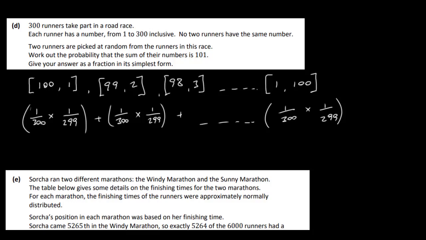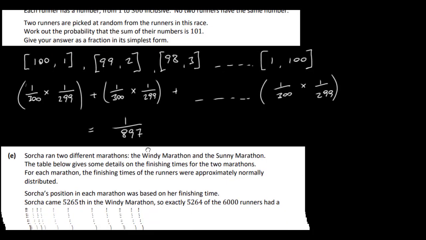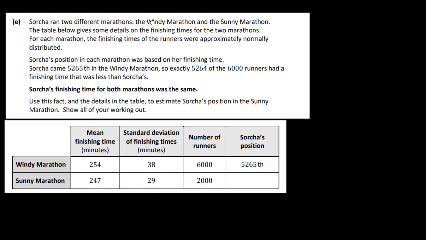So when you do that, in other words, you got to do one of these and just multiply it by 100. When you do all of that, you get in its simplest form anyway as a fraction is 1 over 897. And that's it. Give your answer as a fraction in its simplest form. So that's it. Okay, so let's have a look at the last part then, part E.